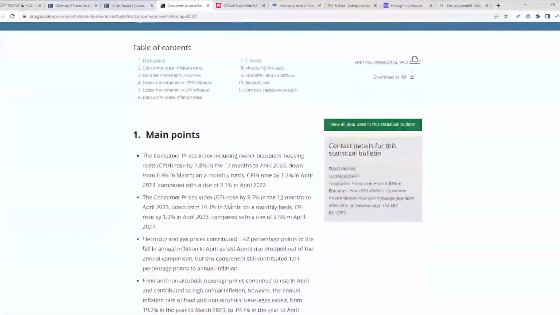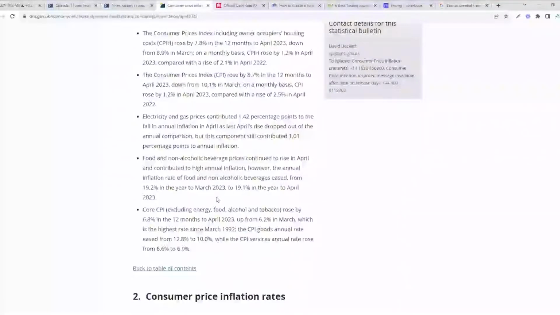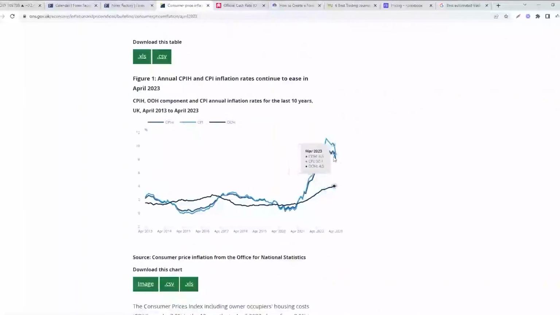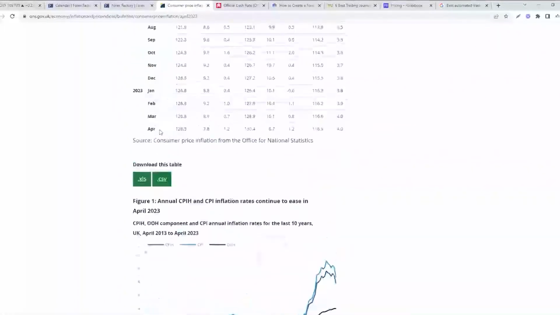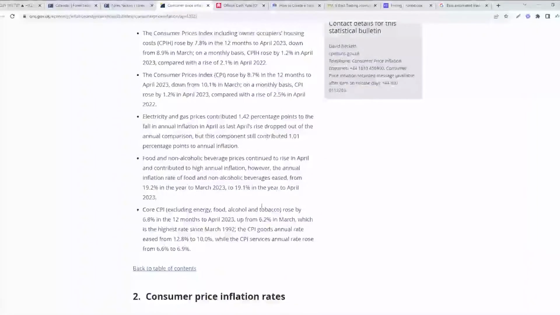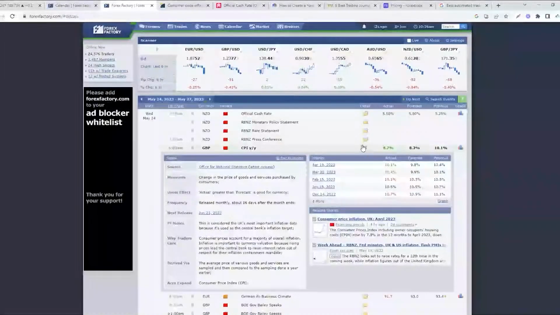This is the UK government agency, and here it'll give you all the detailed breakdown of this UK CPI data. So as you can see here, you have the headline CPI reading, as well as the CPIH, which is CPI that includes housing costs, and you also have the core CPI reading as well. And this is how you can use Forex Factory to find out about what's happening.